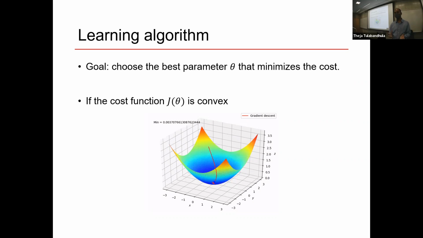You can imagine there are other functions which don't have a single valley. Maybe they have more than one valley or bottom region, and those are called non-convex functions.